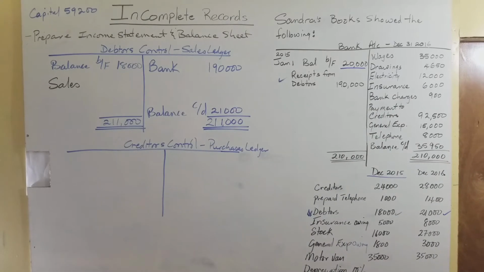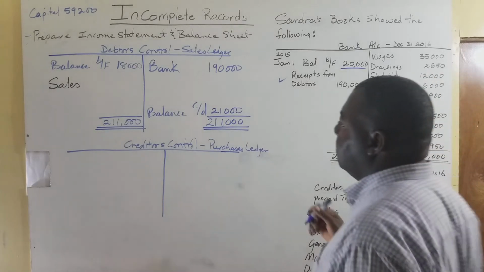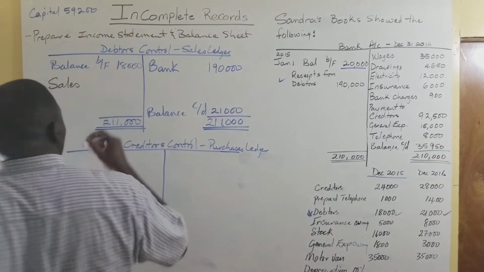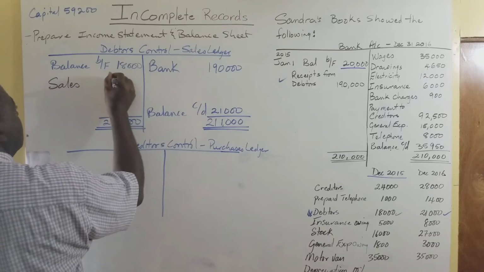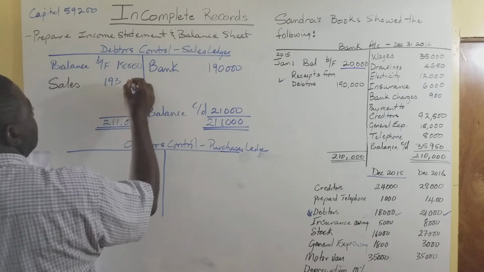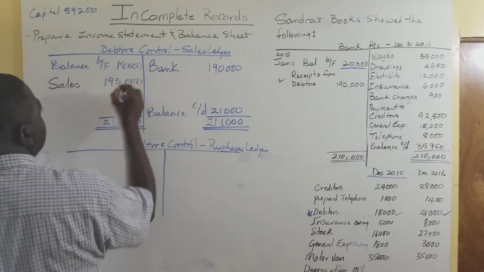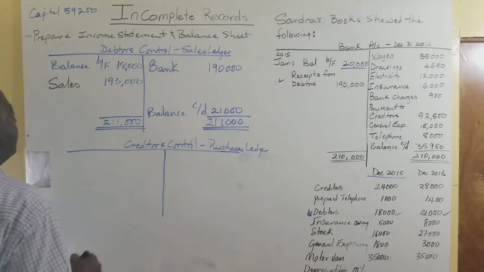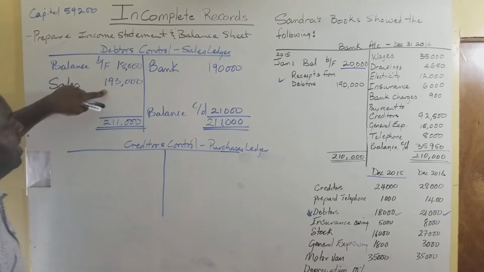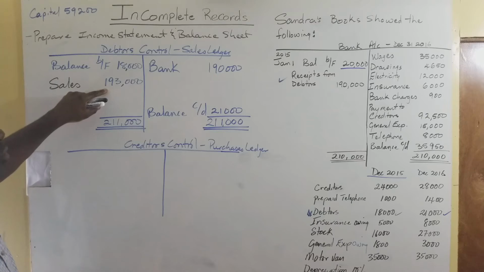So what is the sales figure? It would be 193,000. All right. So we have found the sales figure. That is what we will do.